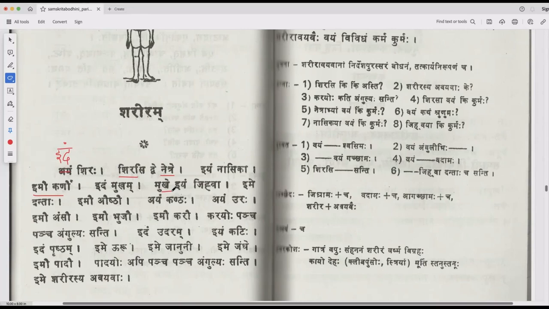Ime dantaha. Now what is dantaha? Teeth. These, tell me, are teeth. Tell me dantaha, the linga. Dantaha is napumsakalingam, prathama vibhakti bahuvachanam. How is it napumsakalingam? Dantam, dante, dantani. Sorry. Akaranta, pullinga, danta shabdaha, prathama vibhakti, bahuvachanam. Good.